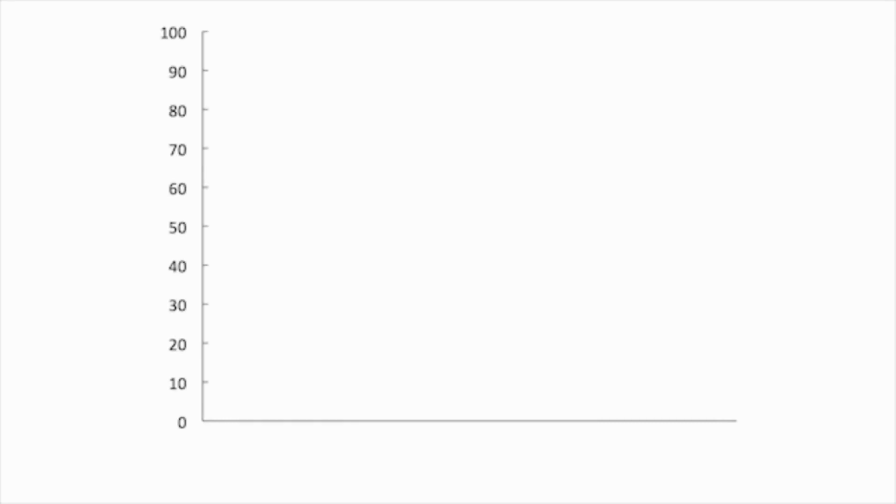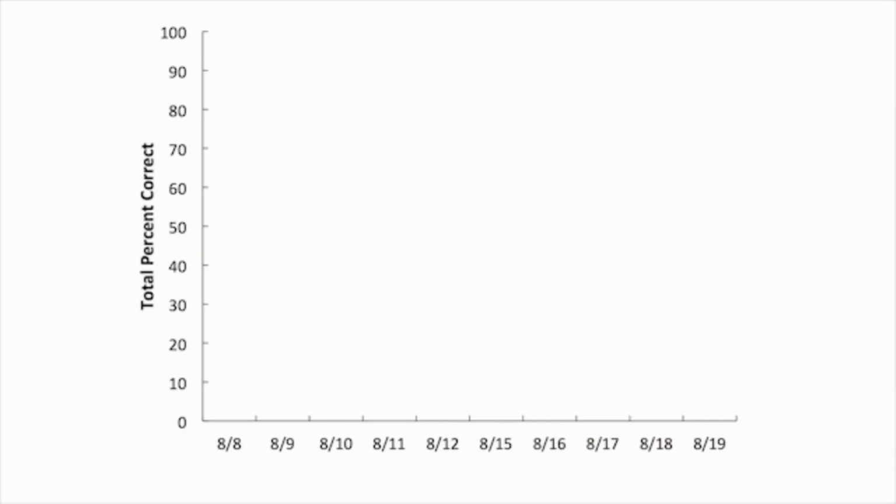From this summary sheet, we can now create our graph from the earliest session to the most recent one. First, we'll draw the vertical axis and then the horizontal axis. We like to keep the horizontal axis longer than the vertical axis. Now let's add numbers to the vertical axis from 0 to 100, which represents percent correct. Next, we add our dates on the horizontal axis. Notice that we keep the same amount of space between the dates. Next, we add labels to each axis. The vertical axis is labeled total percent correct, and the horizontal axis is labeled session days.